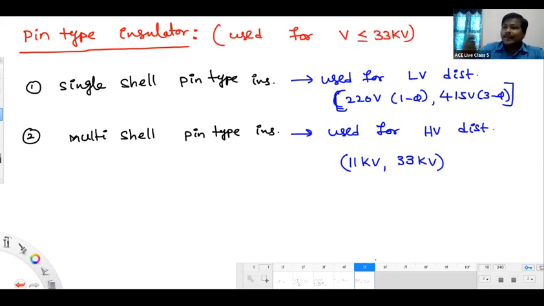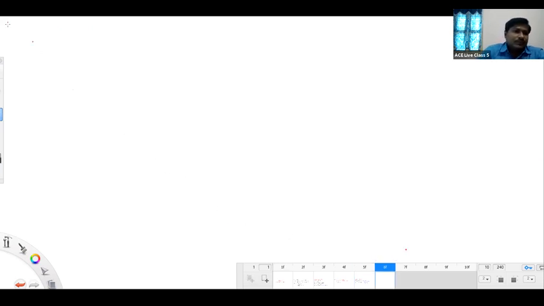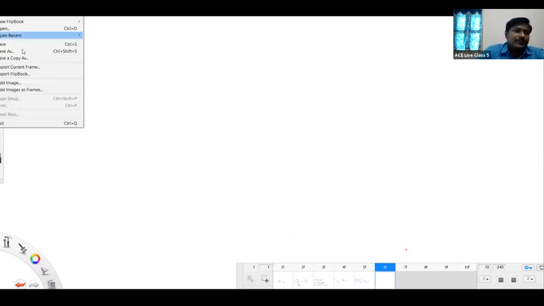Above 33 kV, we should not use a pin type. It may not be economical. Another reason is the size of the insulator may be bulky. I will show you these single shell and multi-shell pin type insulators.